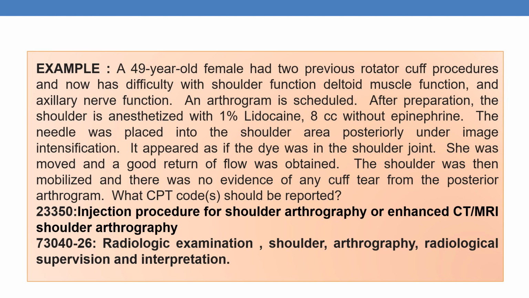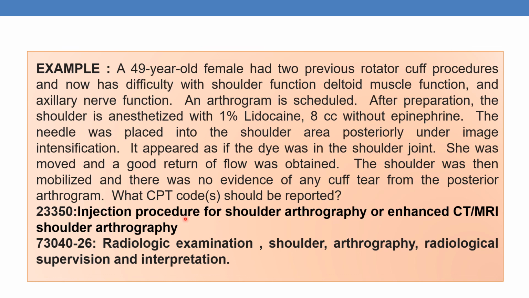Now let us discuss one more example. A 49-year-old female has had 2 previous rotator cuff procedures and now has difficulty in shoulder function, deltoid muscle function, and axillary nerve function. An arthrogram is scheduled. After preparation, the shoulder is anesthetized with 1% lidocaine, 8 cc without epinephrine. The needle was placed into the shoulder area posteriorly under image intensification. It appears as if the dye was in the shoulder joint. She moved, with a good return of flow obtained. The shoulder was then mobilized and there was no evidence of any cuff tear from the posterior arthrogram.